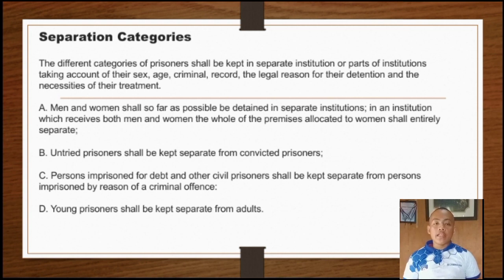Next is the untried prisoner. Untried prisoners shall be kept separate from convicted prisoners. What is an untried prisoner?